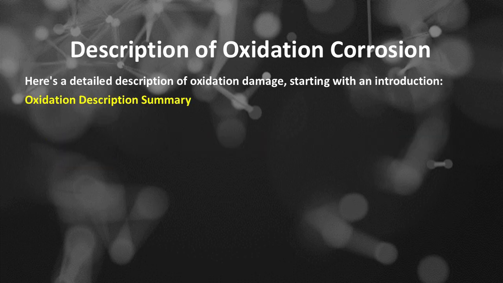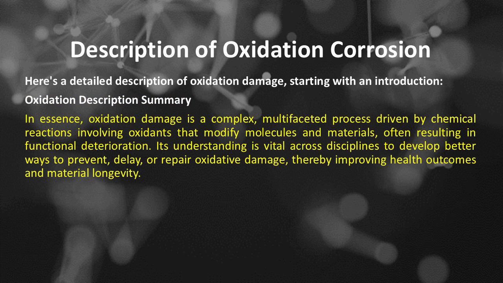Oxidation description summary. In essence, oxidation damage is a complex, multifaceted process driven by chemical reactions involving oxidants that modify molecules and materials, often resulting in functional deterioration. Its understanding is vital across disciplines to develop better ways to prevent, delay, or repair oxidative damage, thereby improving health outcomes and material longevity.